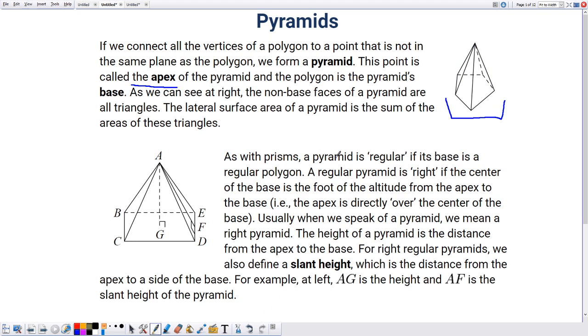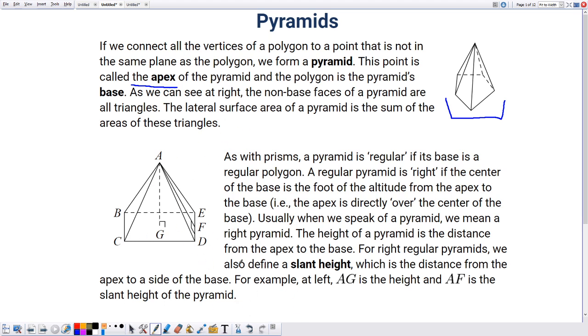Now, similar to prisms, we call a pyramid regular if all the sides of the base are the same. And a pyramid is right if the apex is directly above the center of the base, such that when you draw a line from the apex to the center of the base, it's a perpendicular line, going from the top straight to the bottom. So typically we're almost always going to work with a right pyramid.